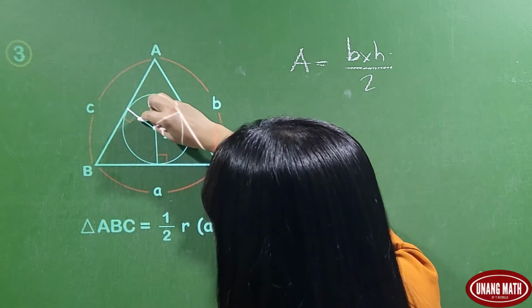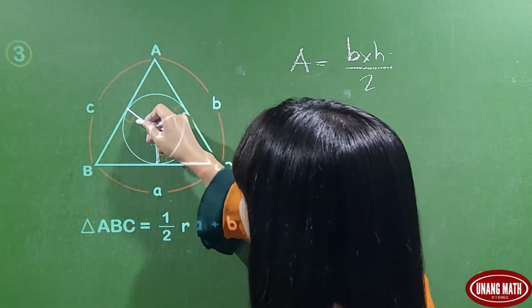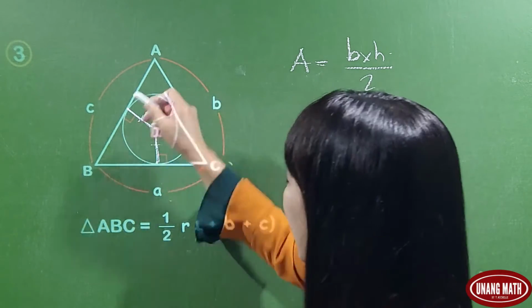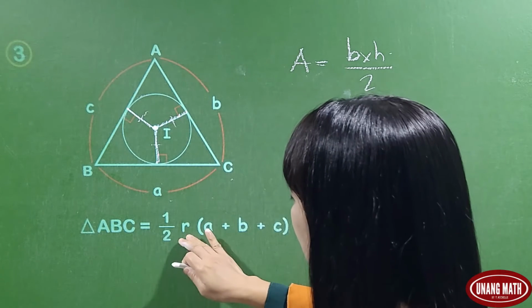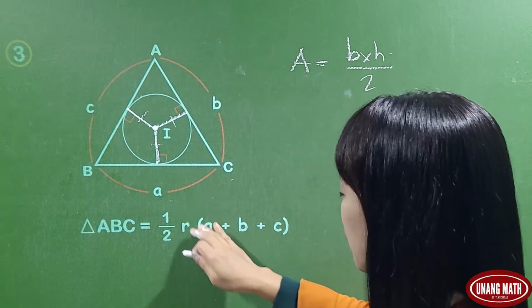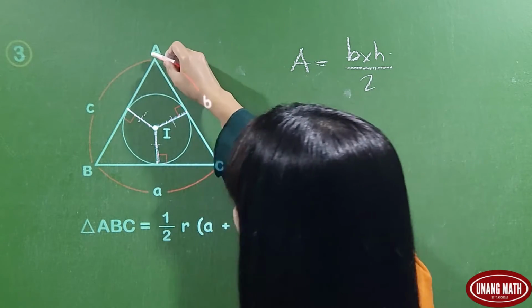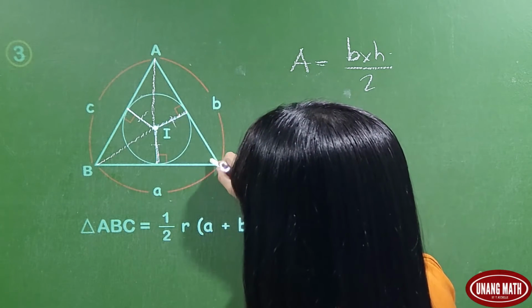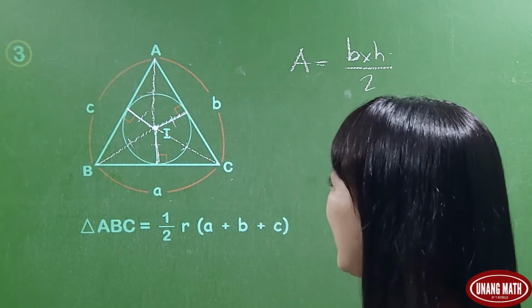We know that these lines are equal in length because these are the radius of our incircle. So, half times radius times A plus B plus C. What does this mean again? From this vertex to the incenter, these are actually equal in length.